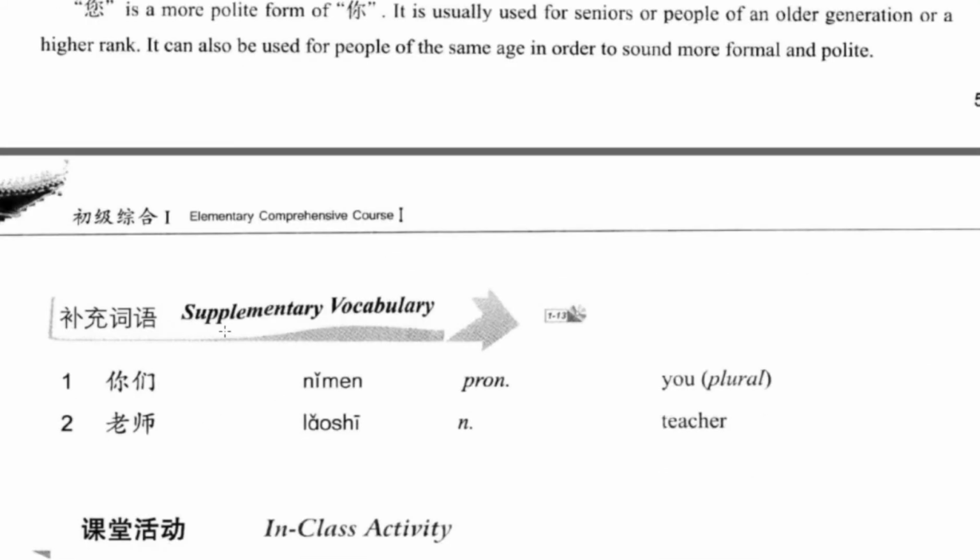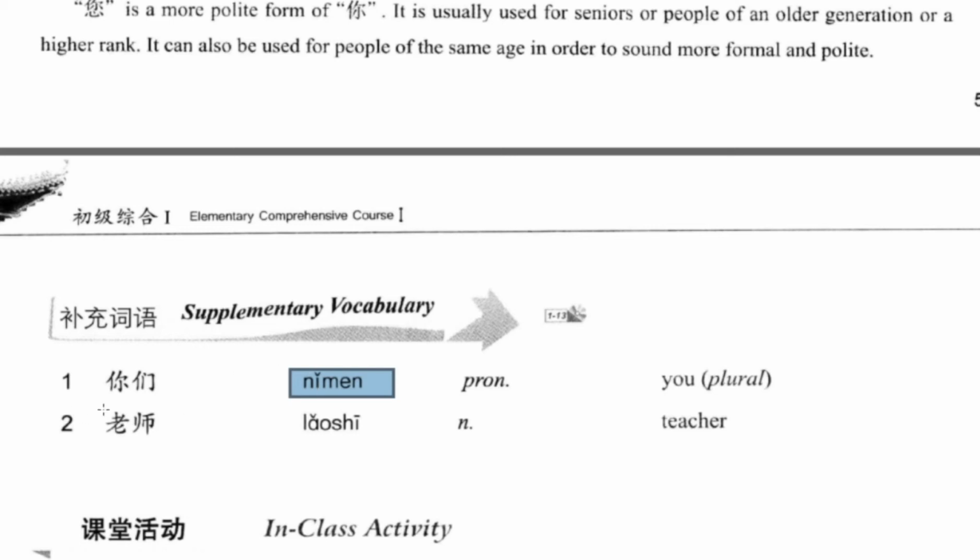Okay, next, supplementary vocabulary. 你们 here is not singular. This vocabulary and a phrase like you and other people or other persons. So more than 2 or more than 2. 你们, this without tone. And you can say like this, 你们.